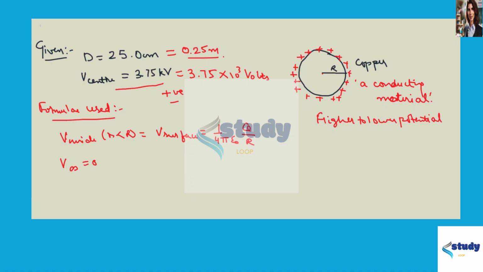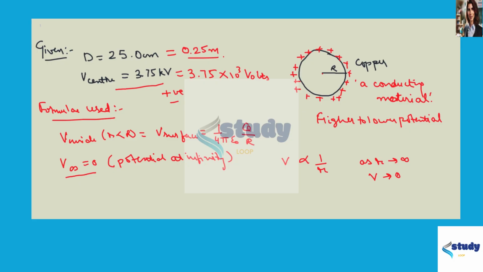All right. And we have used these two formulas here. So first let us talk about this formula. The potential at infinity is 0. In most situations, we will take the potential at infinity equal to 0. The reason is because V is inversely proportional to R. So as R goes to infinity, V goes to 0. That's why we have V at infinity equal to 0.